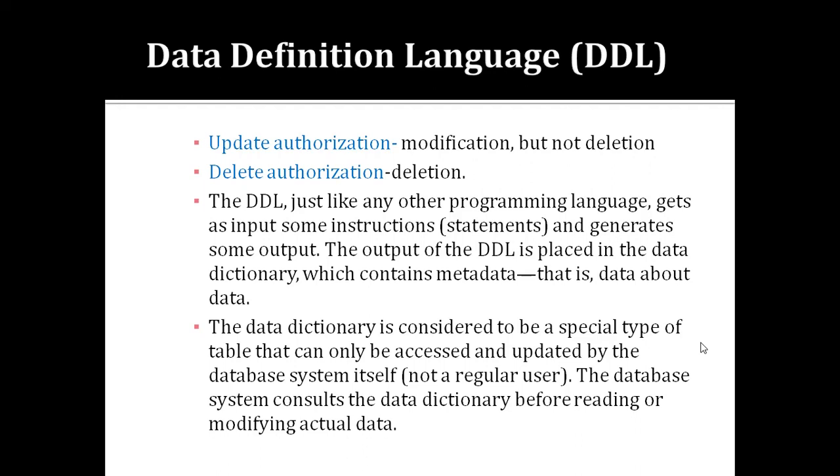So DDL is the same as any other programming language in the database. The output of the DDL is placed in the data dictionary. It contains the metadata, that is, the data about data. Okay, see here. Whatever output we are getting from the DDL is placed in the data dictionary. It contains the metadata, that is data about the data.